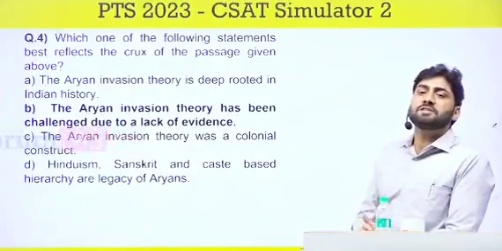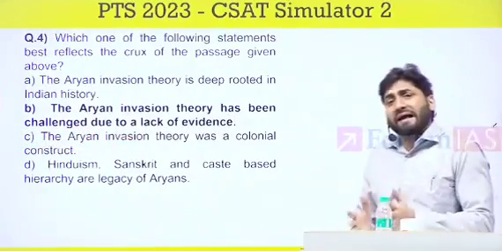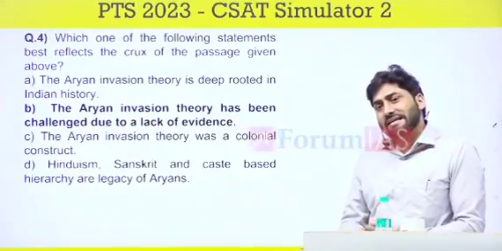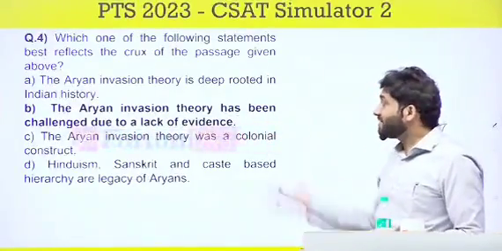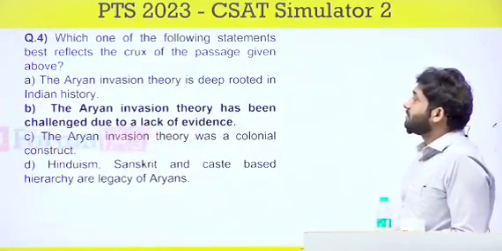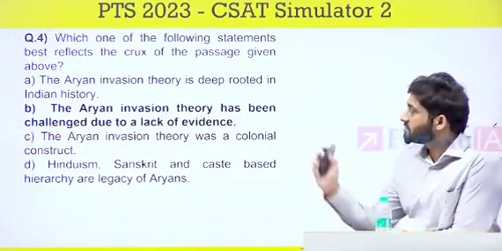Some talk about peaceful assimilation. Some talk about conquest. I mean, there are so many things, but there is no backing. Any theory is not backed with the evidences. That is the bigger problem. So that is the main issue. That is the main theme, that is the crux. So B becomes the broader crux of our passage, the text which is given.